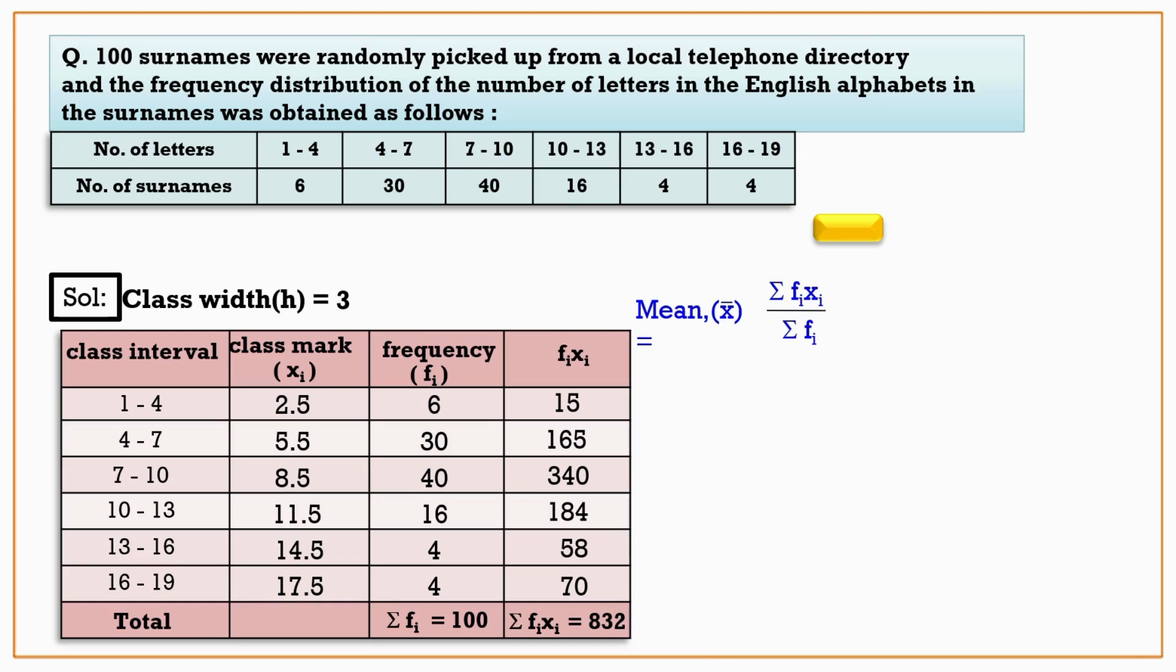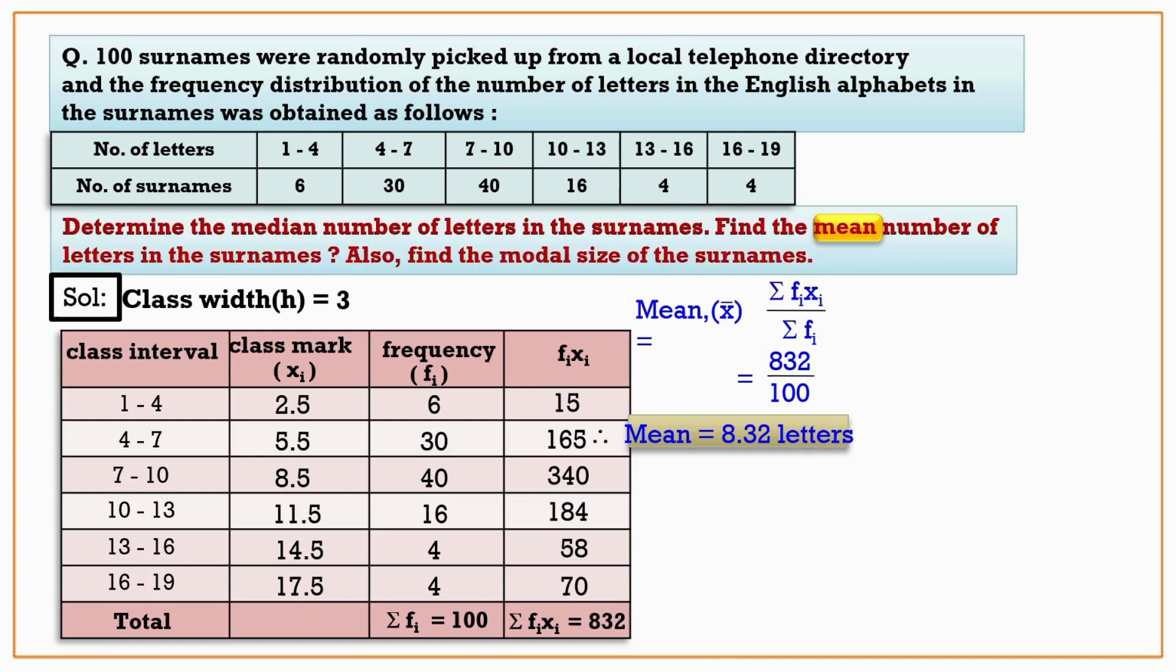Here we have used the direct mean method, because the values are smaller. Whenever we have smaller values, we can use the direct mean method. So here x bar, that is mean, equals summation of fi xi divided by summation of fi. So 832 divided by 100 is going to be 8.32. So the mean value is 8.32 letters.